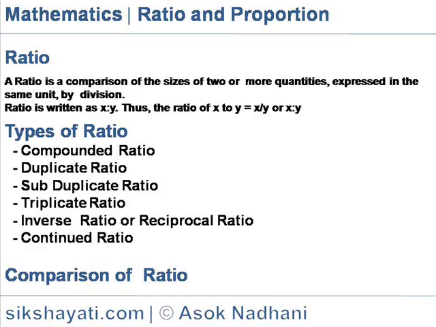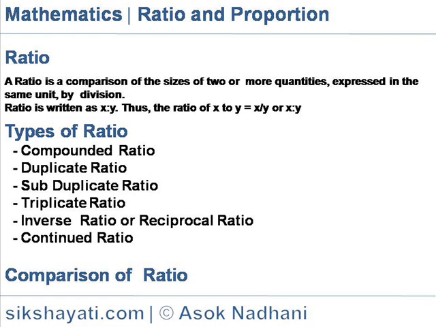Inverse ratio or reciprocal ratio. The ratio of the reciprocals of the terms is called the inverse ratio or reciprocal ratio. For ratio x is to y, 1 by x is to 1 by y, or y is to x, is the inverse or reciprocal ratio. Thus, the inverse or reciprocal ratio of 5 is to 7 is 1 by 5 is to 1 by 7, or 7 is to 5. The product of a ratio and its inverse is always 1. Thus, 5 is to 7 into 7 is to 5 equals 35 is to 35 equals 1.